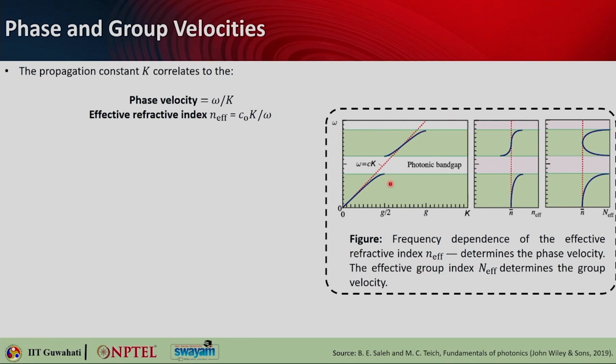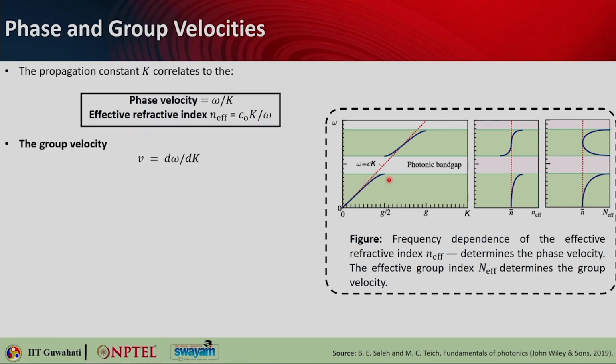So here you can clearly see the photonic band gap, and this is the plot of effective refractive index, that is c naught K over omega. So that is basically the effective refractive index. We can also find out the group velocity, that is v equals d omega by dk, which corresponds to the pulse propagation in the medium.